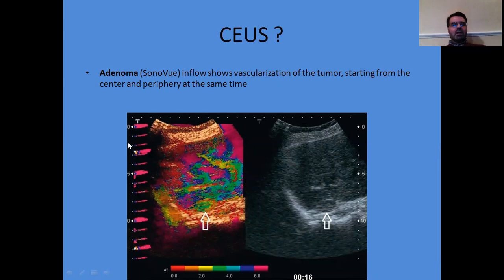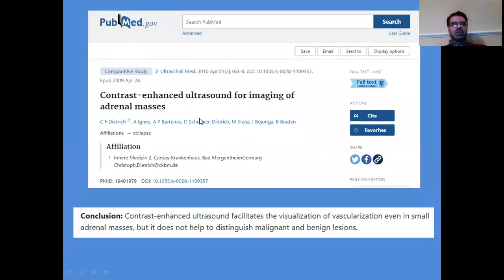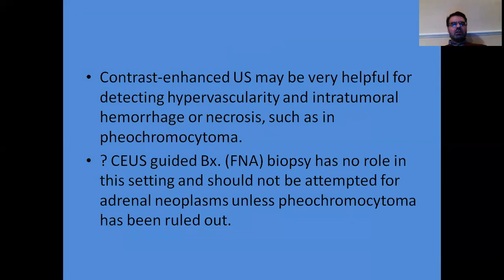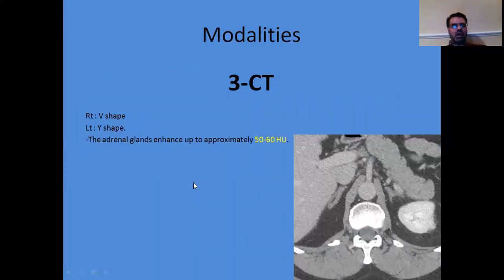Unlike the role of contrast ultrasound in liver and kidney lesions, it has a limited role in the adrenal gland. These are some papers talking about the role of contrast-enhanced ultrasound. This is an example of pheochromocytoma on contrast-enhanced ultrasound, peripheral enhancement and central necrosis. The third modality, which is the most important one, is the CT scan.